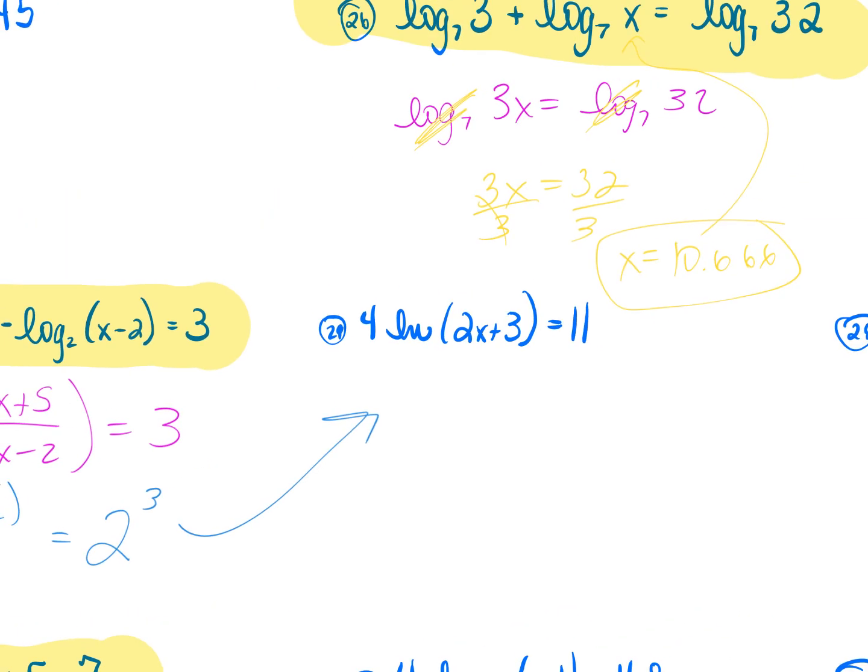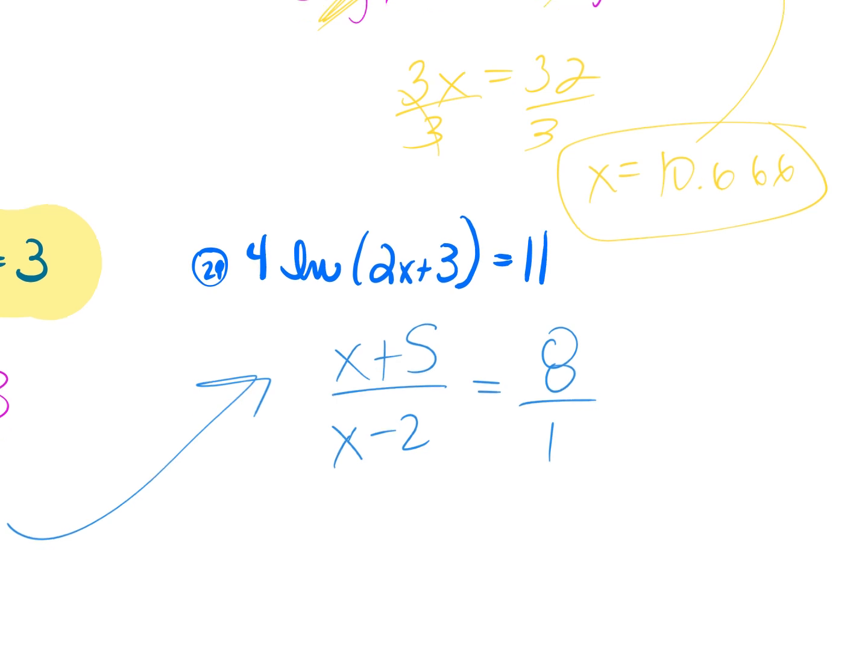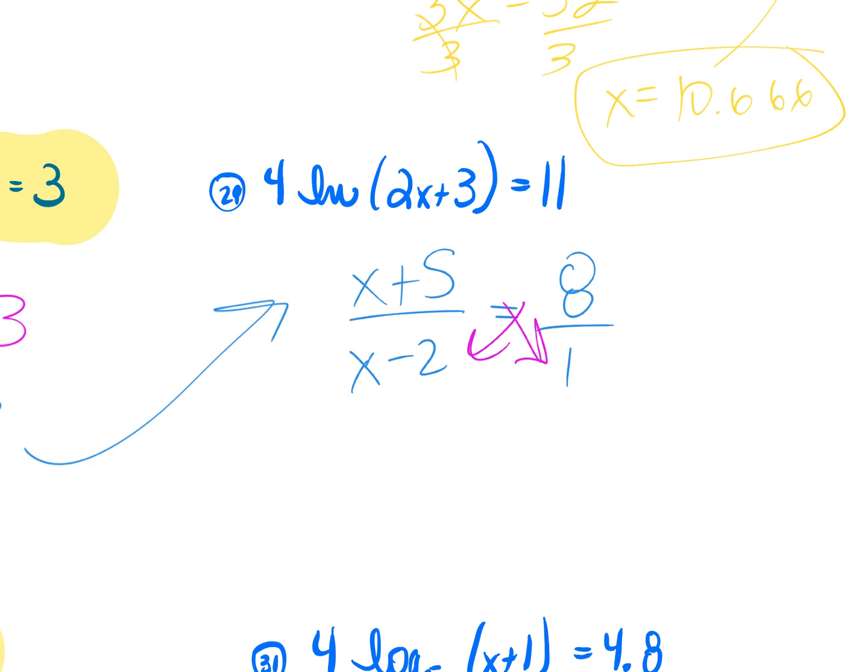I'm going to scoot on over here. So this becomes x plus 5, I don't need parentheses, divided by x minus 2 equals what number? 8. You guys agree that's 8 over 1? How do you solve a proportion? You cross multiply. Good. So 8 times x minus 2 equals x plus 5.